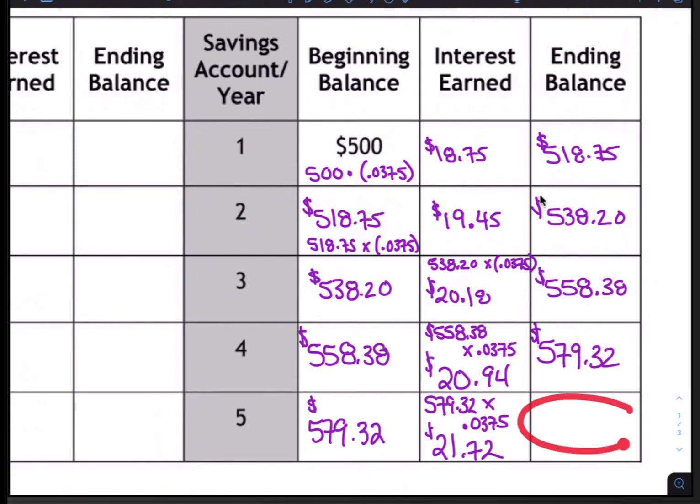Now, to get the ending balance here, we simply take the beginning balance plus the interest, add those together, and that's going to give us $601.04. So this is going to be the ending balance at the end of 5 years, and this is for the savings account. So again, at the end of 5 years for the savings account, we'll have $601.04.